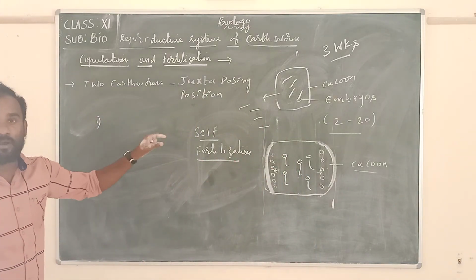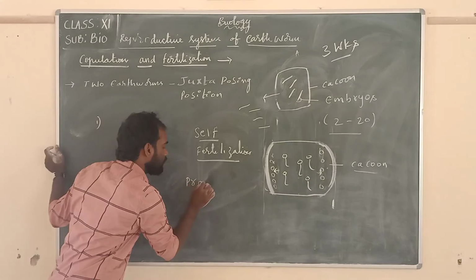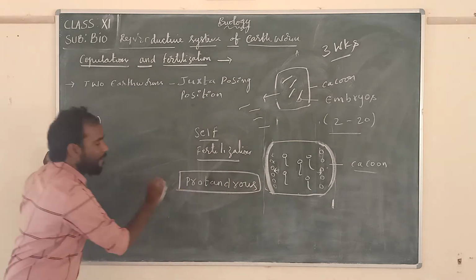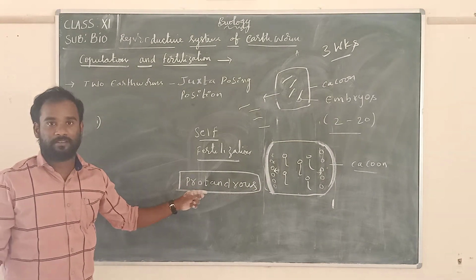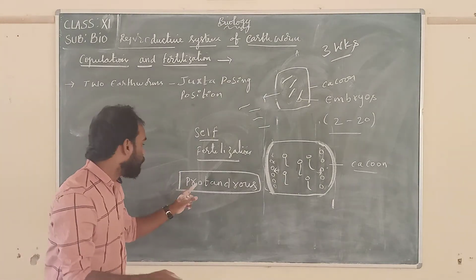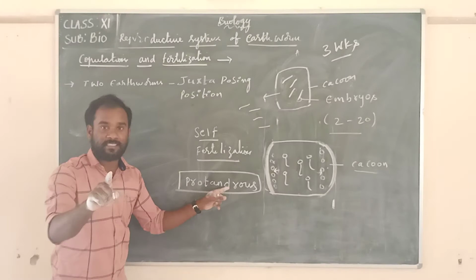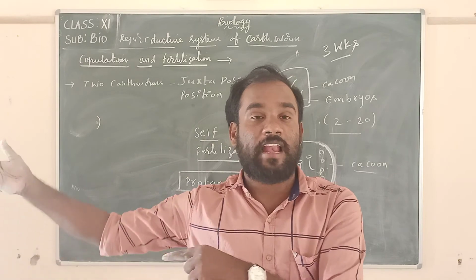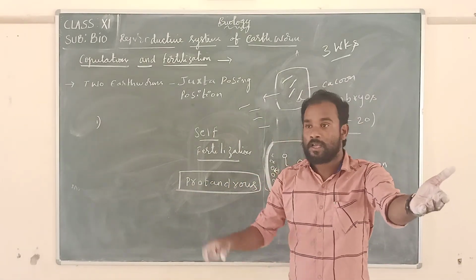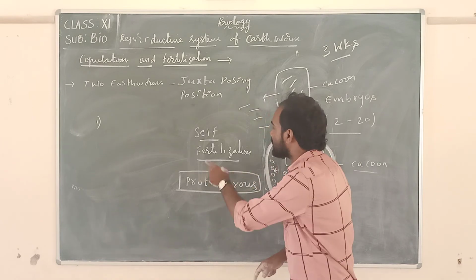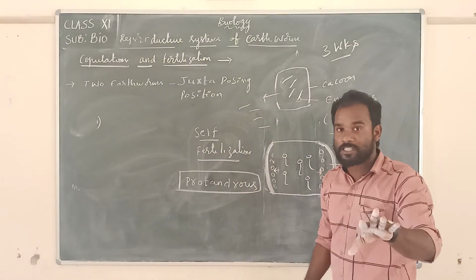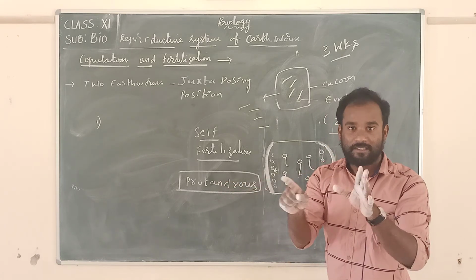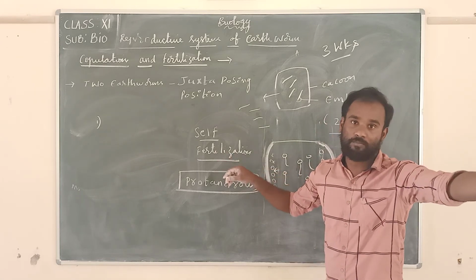But in earthworm, the problem is earthworm is in protandrous condition. That is, in the same earthworm, first androus, male. That is, male gametes will mature first, female gametes will mature later. That is, sperms will mature first, eggs will mature later. What is the condition for self-fertilization to occur? Egg and sperm must mature at the same time. But it is not like that in earthworm. Sperm will mature first. That's why it will search for another earthworm.